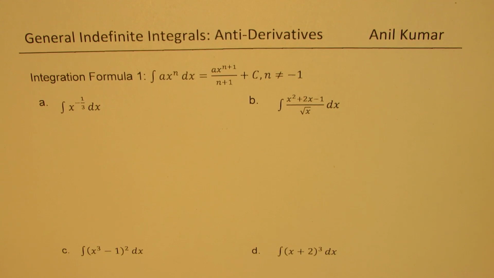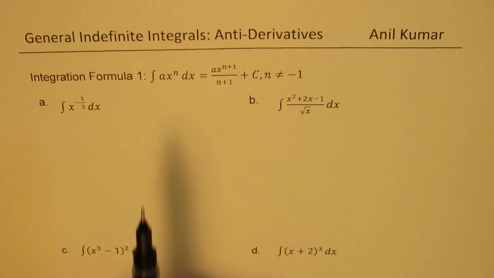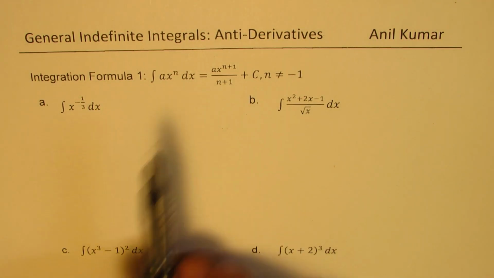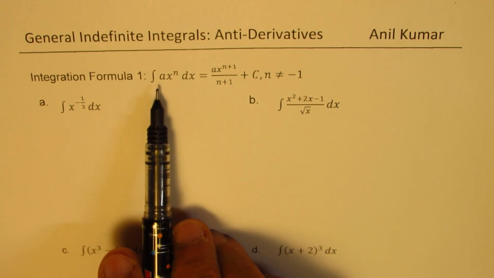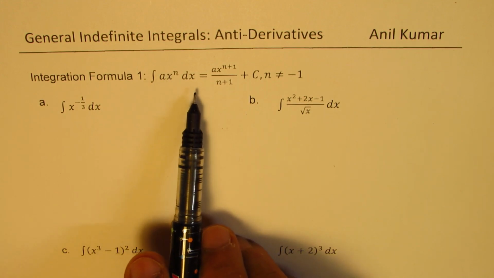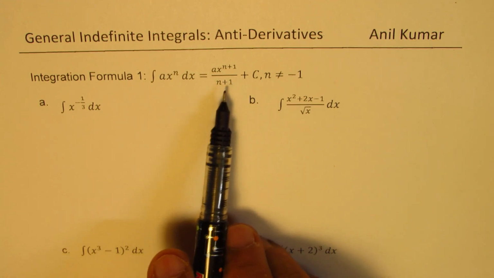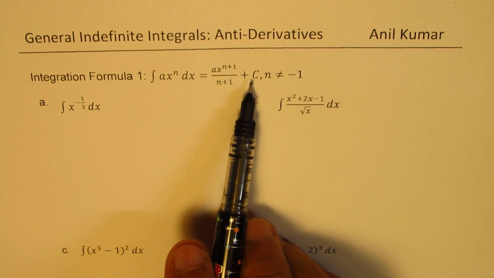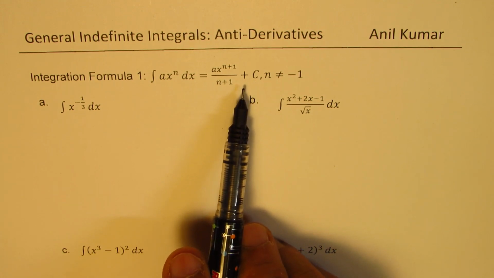We'll begin with the very first rule on general indefinite integrals. These rules are based on antiderivatives. So I've taken up 4 examples and also provided you with the formula. So integral of a x to the power of n dx is a x to the power of n plus 1 divided by n plus 1 plus c, as it gives a result to a family, right?